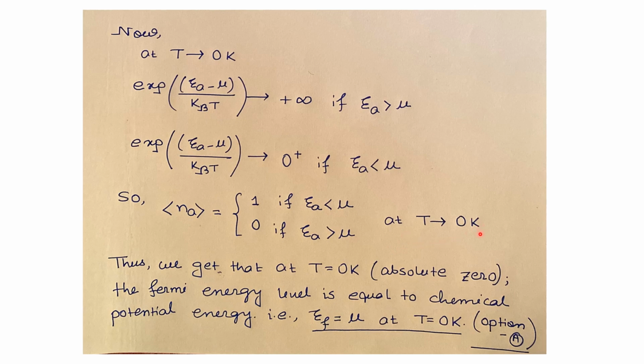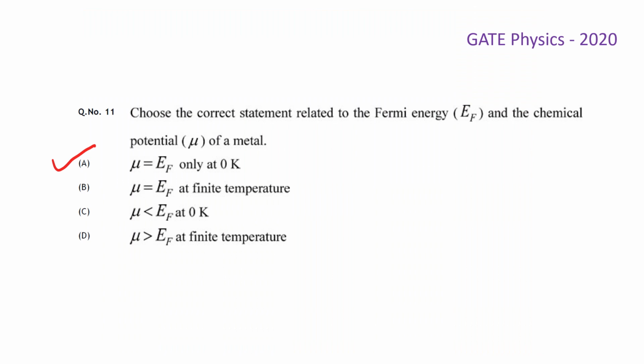So from here we can conclude that at T equals to 0 Kelvin, that is absolute 0, the Fermi energy level is equal to the chemical potential, that is EF equals to mu at T equal to 0 Kelvin. So our option A is correct in this case. So for this question, the first option, option A, that is mu equals to EF only at 0 Kelvin, is the correct option.